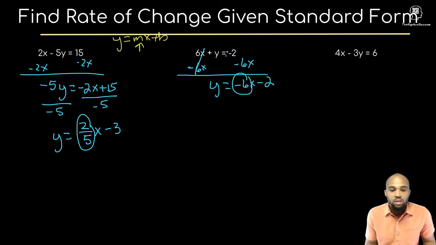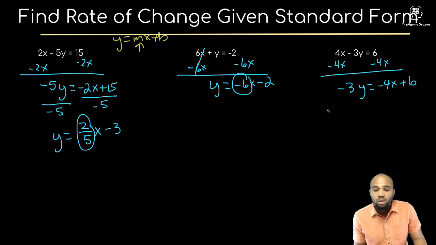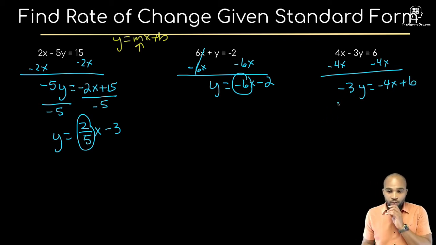So now I can see it. I couldn't see it before, but now I can. Again, subtract 4x. That leaves me with negative 3y equals negative 4x plus 6. What's my slope? We still don't know. We've got to do one more step and get it in slope-intercept form.